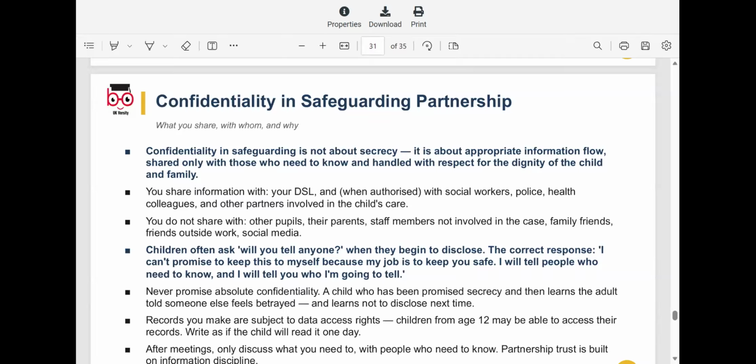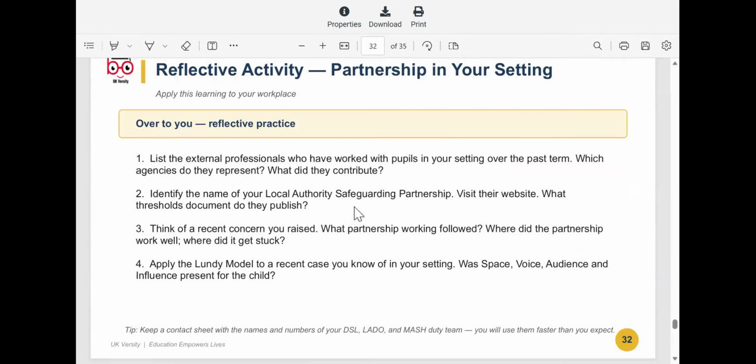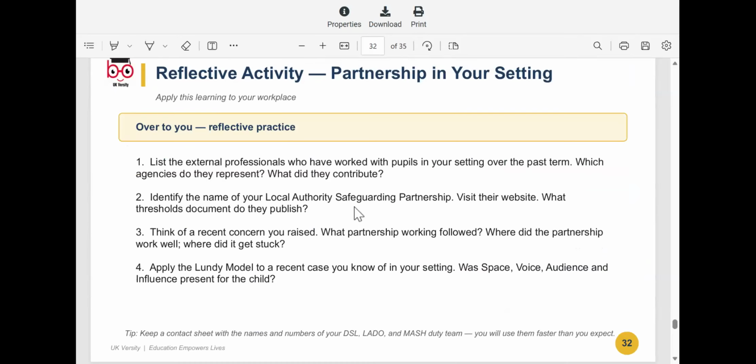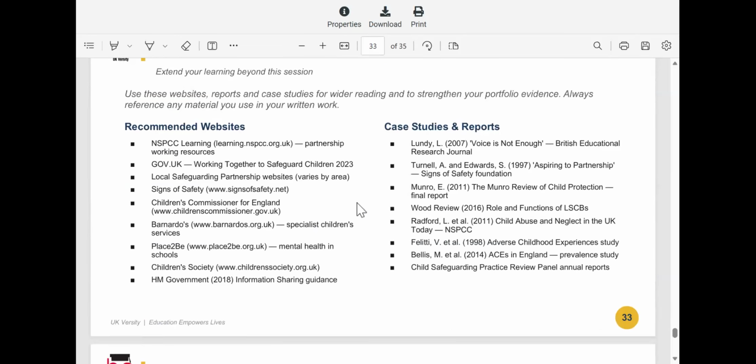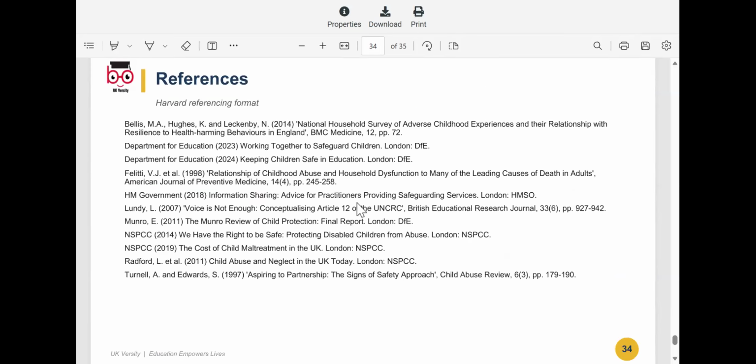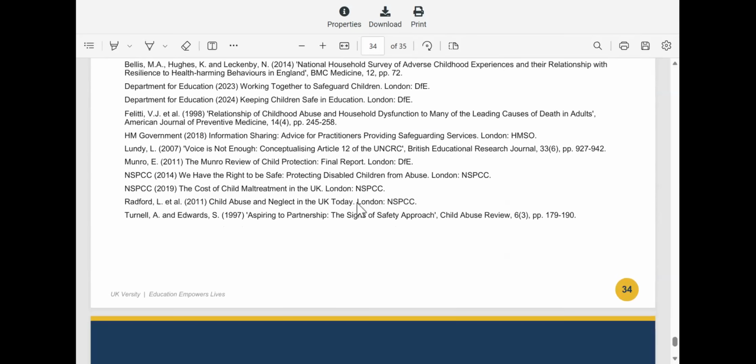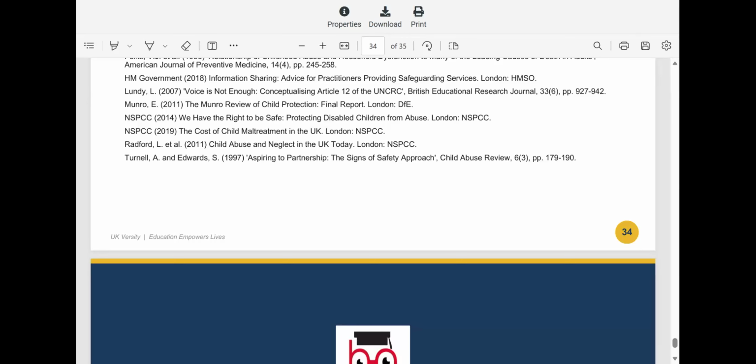So this is a reflective activity you could look at in your own time, and there's further reading for learning outcome 2 with case studies, reports and recommended websites, which is available on Moodle for you. Okay, so this is learning outcome 2. Are there any questions on learning outcome 2?